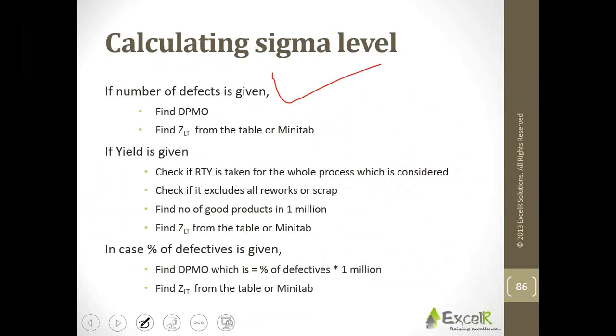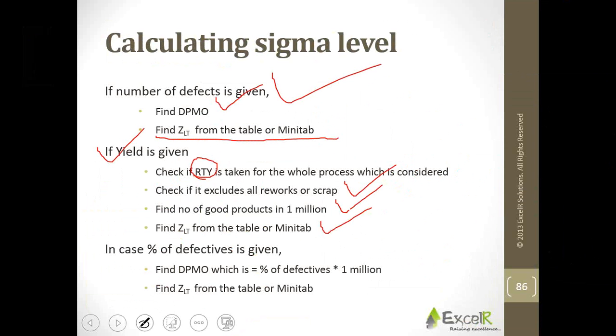Alright. Calculating sigma level. If the number of defects is given, first calculate DPMO and find ZLT from the table or Minitab. If the yield is given, check if rolled throughput yield is taken for the whole process. Check if it excludes all reworks or scrap. Find the number of good products in 1 million. Find ZLT from the table or Minitab.